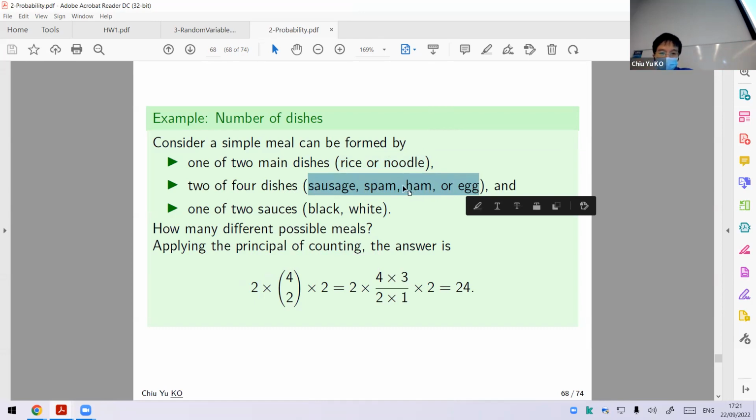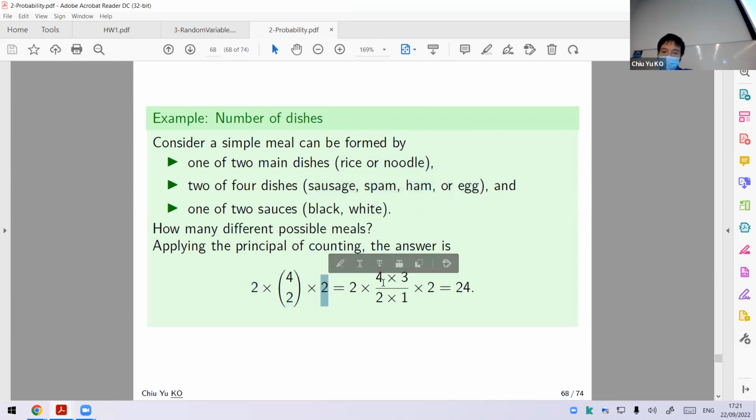And 2 different sauces. So that's why you have 2 times 4C2 times 2, right? 4C2 is 4 times 3 over 2 times 1, okay? So you end up with 24. Okay? So this is how you do the counting.